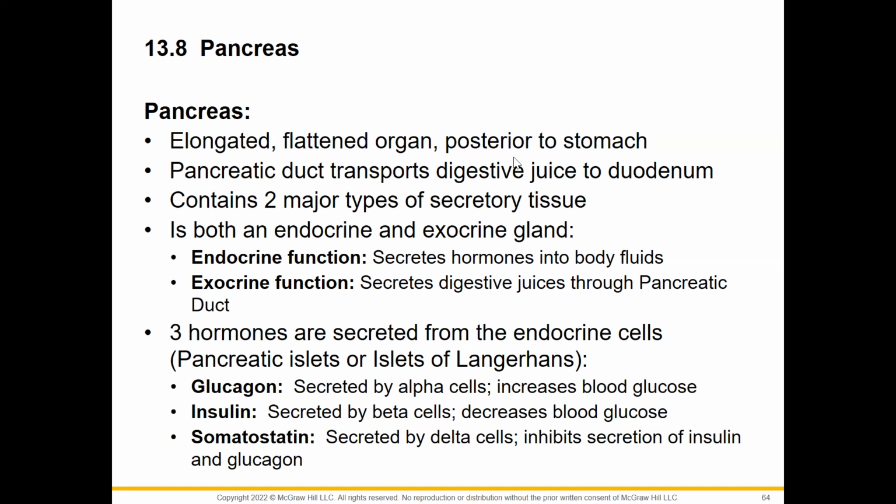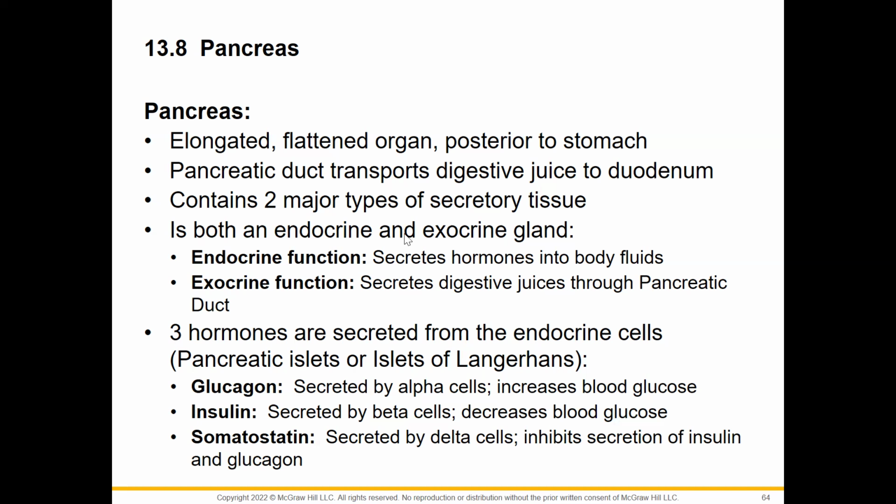Remember, an exocrine secretion is one that the cells will produce the product. That product will move through a duct to a body surface. So, the digestive enzymes, digestive juices produced by the pancreas will be transported through the pancreatic duct to the surface of the duodenum. The duodenum is part of the small intestine. It is the part of the small intestine that is connected directly to the end of the stomach.